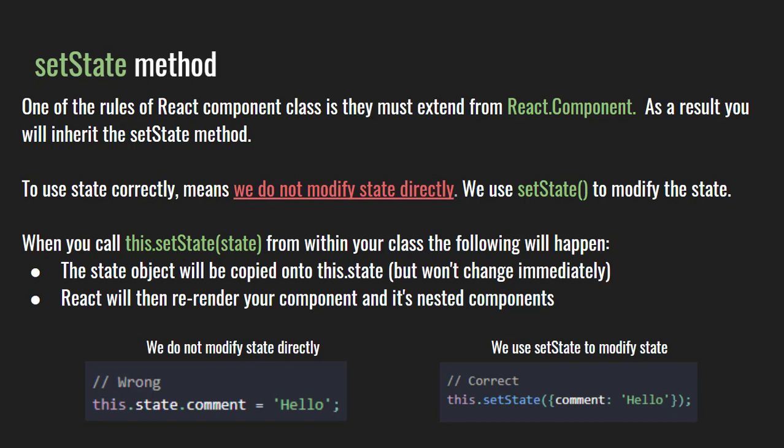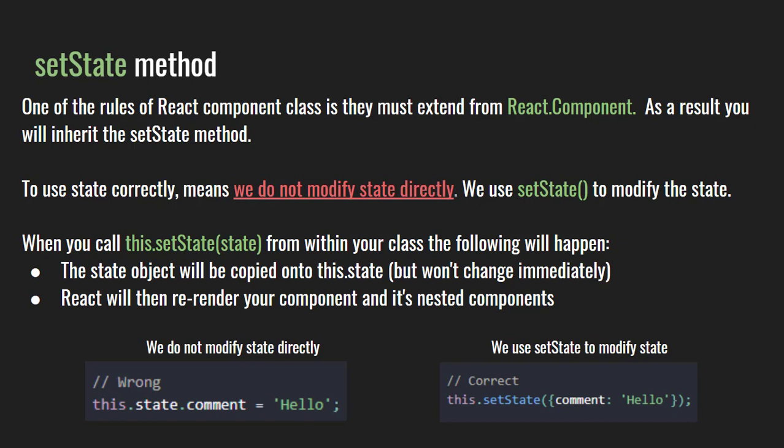Now you might have to read the documentation to figure out what it needs. If you just see it somewhere and you copy it, you don't know what it does. You have to actually read up on it and know where it's coming from, right? It's not part of the ES6 language. So to use it correctly, we don't want to modify state directly. We want to use the setState method to modify state, and we'll tell you why.